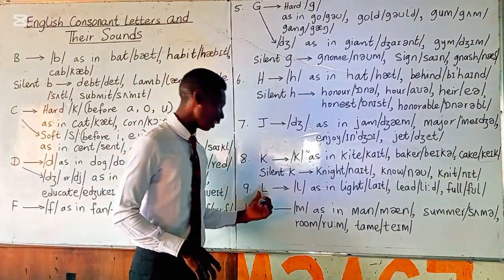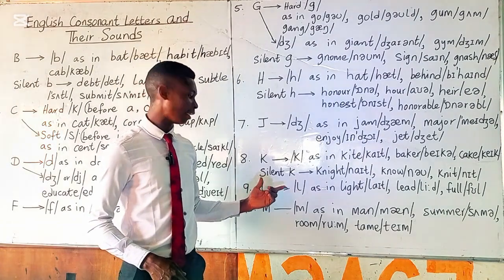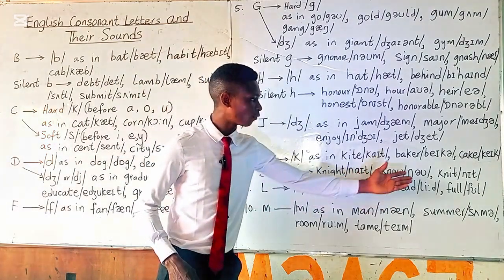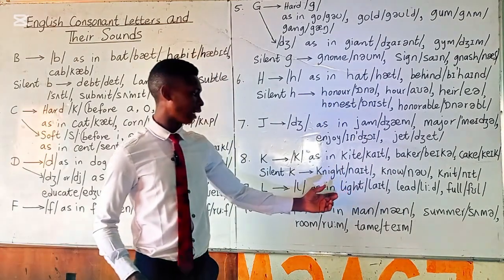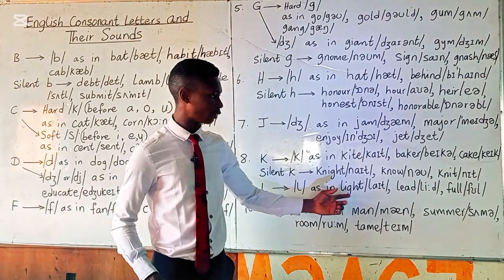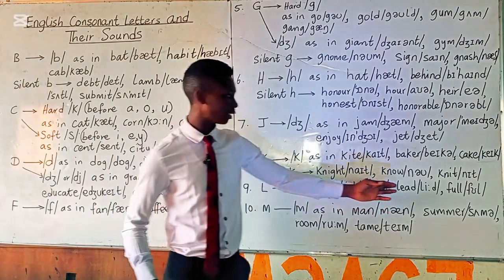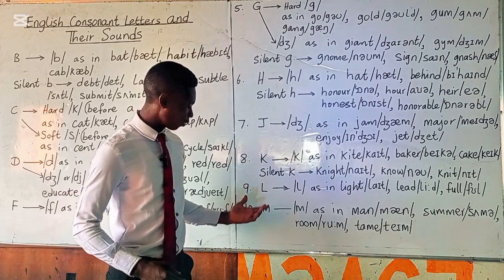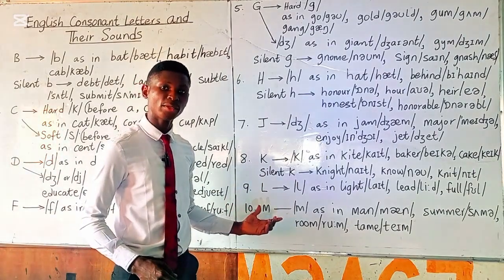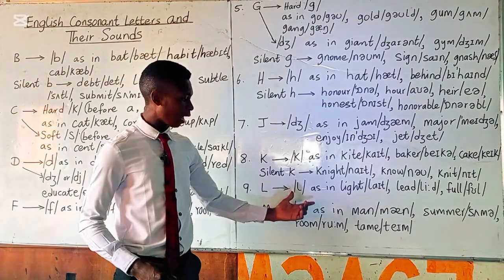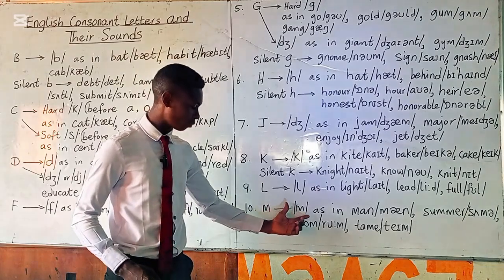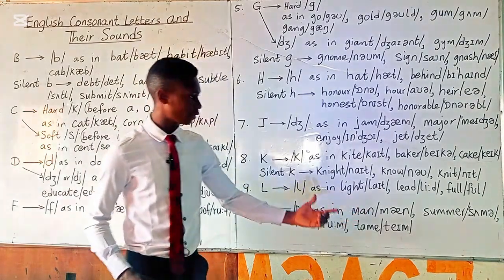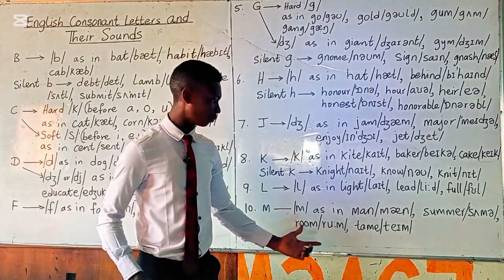Moreover, we have letter L, which represents the liquid lateral sound, as in light, lead, full. In light, we have it at the initial position, the same thing in lead, but in full, we have it at the final position. Furthermore, we have the bilabial nasal sound, and it is represented by letter M, as in man, summer, room, fame.